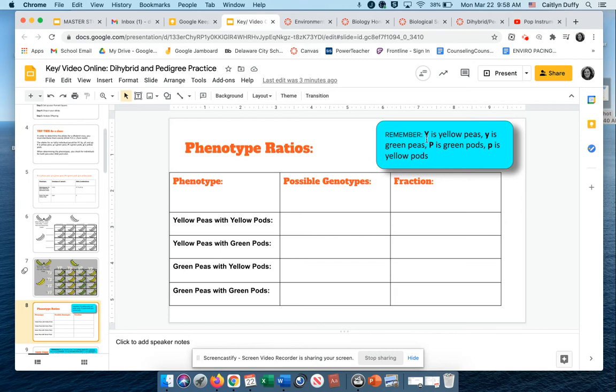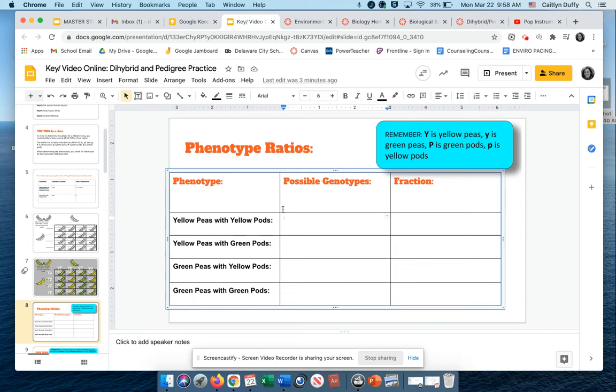So we know, remember, big Y is yellow peas, little y is green peas. So let's first just do the peas before we do the pods, okay? So what are the possible genotypes for yellow peas? Well, we could have big Y, big Y. Oh my gosh, that's very, very small. That's not gonna work.